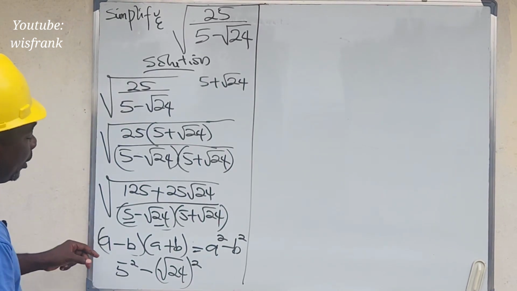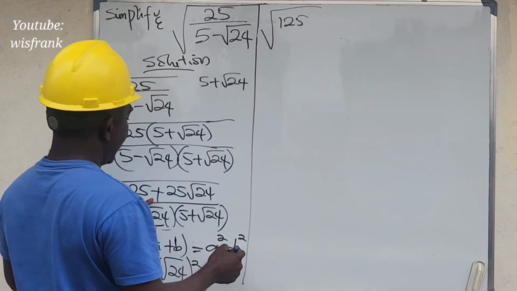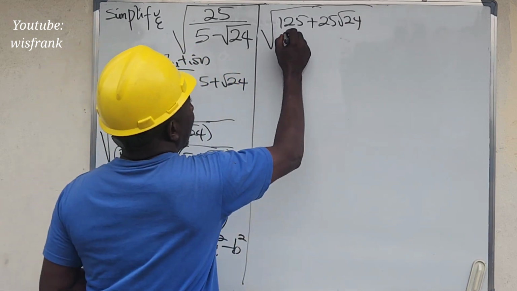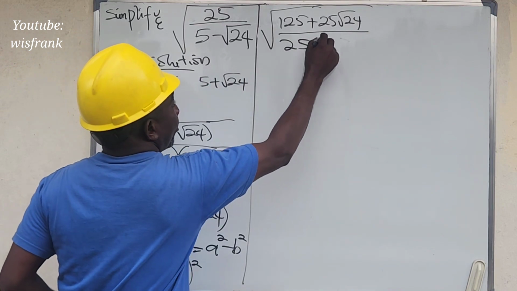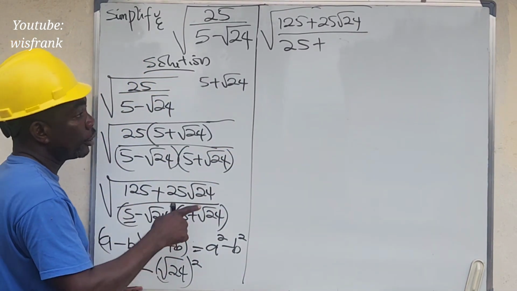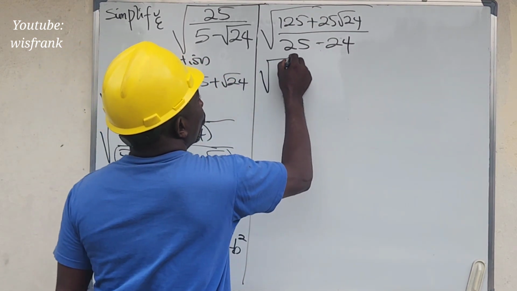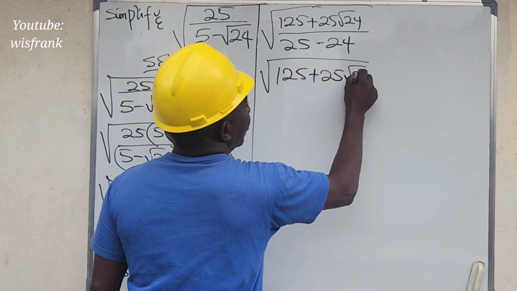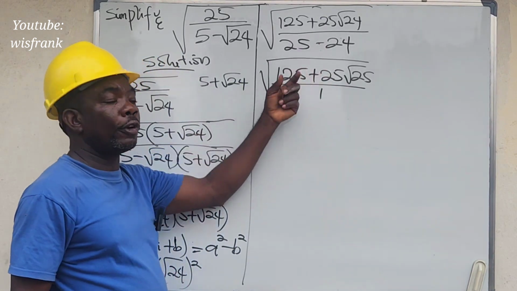So this is what we have. So we bring down our equation. You have square root of 125 plus 25 square root of 24 all over, so the solution is 5 to the power of 2 is 25, plus we have here square root of 24 to the power of 2 will give us minus 24. So this is what we have. This is the same thing as square root of 125 plus 25 square root of 24 all over 1, because 25 minus 24 is 1.